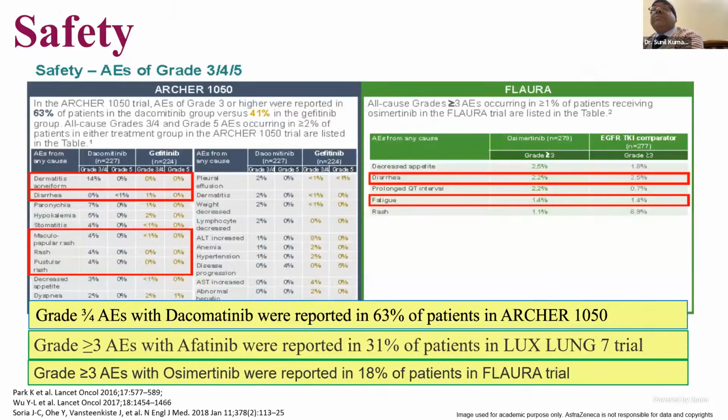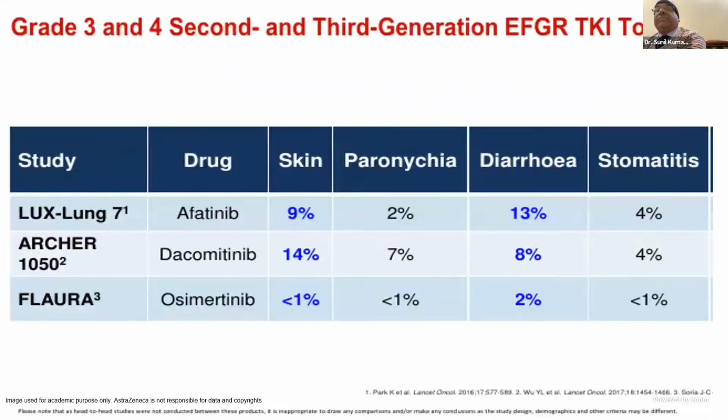Next slide, please. So safety is again a very important aspect. And this slide is a very, very important slide which I am discussing with you. Once you're talking about grade 3 and 4 toxicity, dacomitinib, 63% of patients have grade 3 and 4 toxicity, 31% with afatinib, and just see only 18% with the osimertinib arm. Next slide, please. So I'm just giving an idea that there is skin toxicity, afatinib 9%, while dacomitinib 14%, osimertinib only less than 1%.